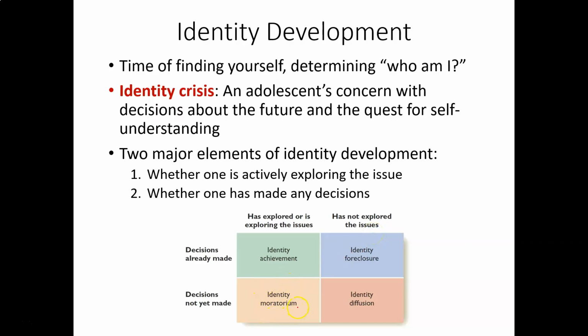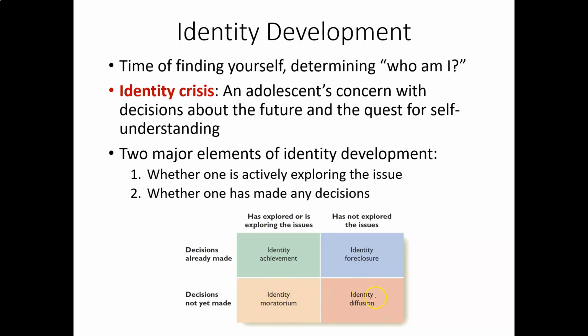Then you have the indecisive adolescent identity development. You've explored the issues, but you haven't made the decision yet. And that's identity moratorium. You might be feeling nervous about finding the right career because you're not sure what it is you want to do. And it's okay if you're in identity moratorium in college, because as an 18-year-old, you shouldn't have to decide what you're going to do for the rest of your life.